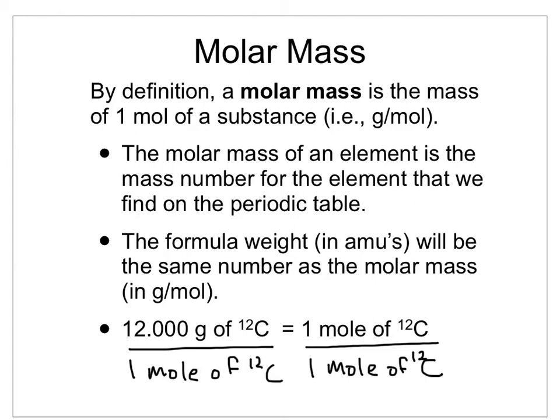Dividing both sides by 1 mole of carbon 12 gives us a conversion factor, which is equal to unity and is in units of grams per mole. The reciprocal relationship is also true, so we can use either form of the conversion factor as needed, that is, grams per mole or mole per gram.